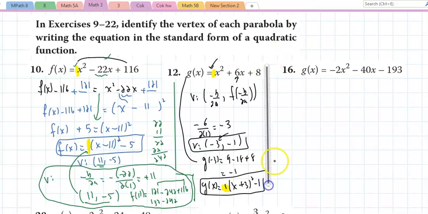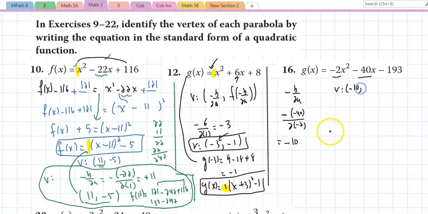And if I do that on the third problem, here I will say, well, let's see, what's negative b over 2a? Minus a negative 40 divided by 2 times, and a is a negative 2 in this case. 3 negatives will yield a negative. 40 divided by 4 is 10. I just figured out the vertex has an x-coordinate of negative 10.